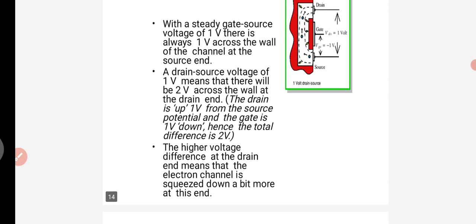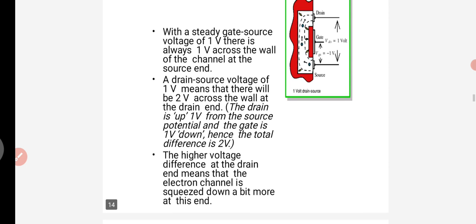So with a steady gate source voltage of 1 volt, there is always 1 volt across the wall of the channel at the source end. That means we can connect the 1 volt gate voltage at the source end. A drain source voltage of 1 volt means that there will be 2 volts across the wall at the drain end. So for different values of VGS, you can draw the output characteristics of JFET.